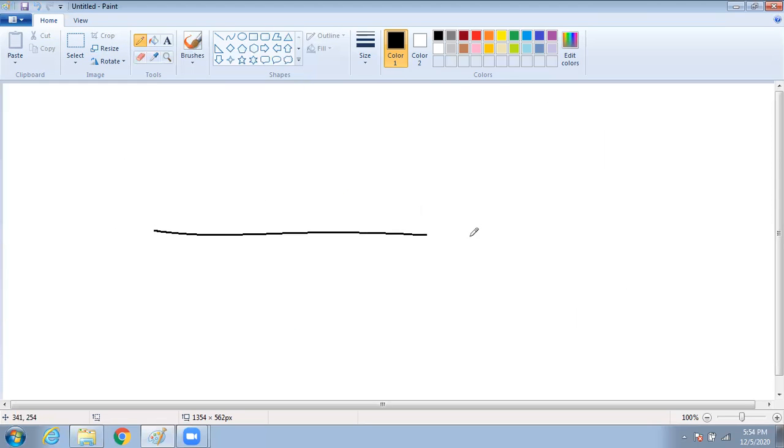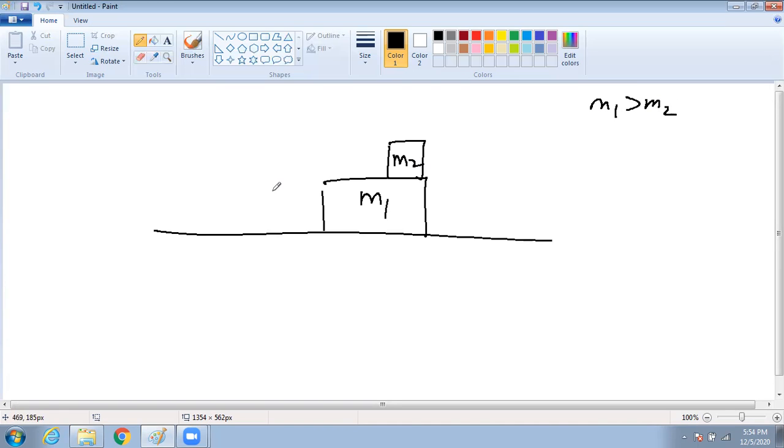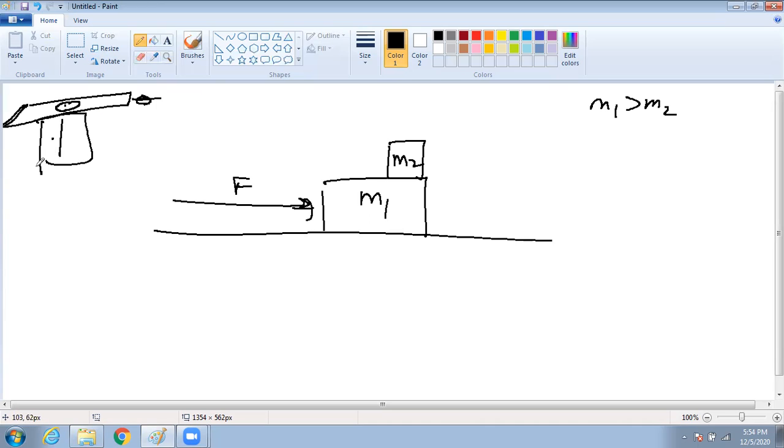One more case where you have a mass M1 and there is a mass M2 on top of this, where M1 is greater than M2. I am giving a force. Have you seen this type? Remember, you have a glass and you place a card, and on the card you place a coin. Suddenly you either pull it or you push it. What happens? Does the coin go with the card or does the coin fall inside the tumbler?